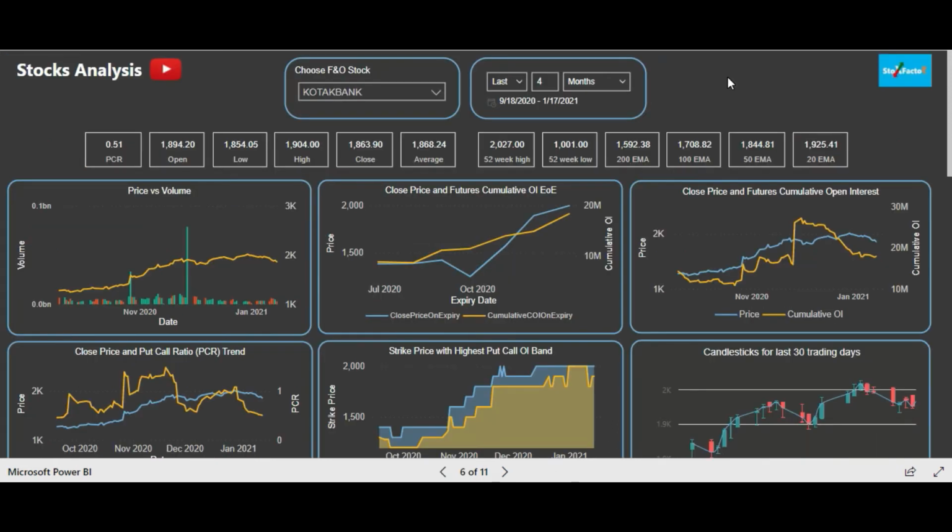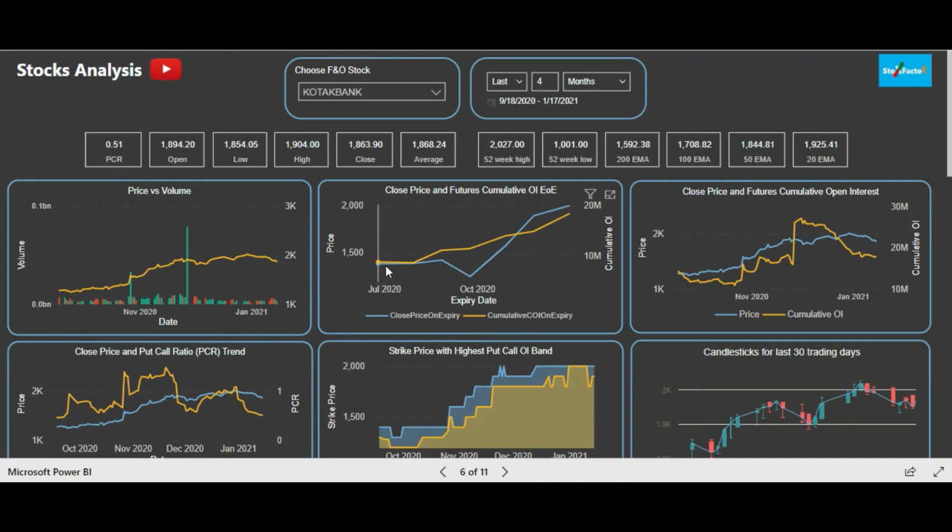So friends, we have switched to the stocks analysis page now, and the first example we are going to see is of Kotak Bank. I have selected Kotak Bank in the filter, and the time duration we are seeing is 4 months, right? So let's start with the futures cumulative open interest. We have shown multiple graphs for it, and let's start with the first one, that is the close price and futures cumulative OI expiry on expiry. This E on E means expiry on expiry. So we are showing the monthly trend here, like at the end of every expiry, what the close price is at that point in time and how many outstanding future contracts are standing at that point in time.